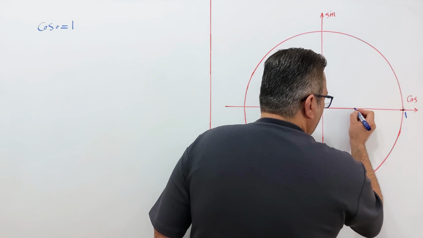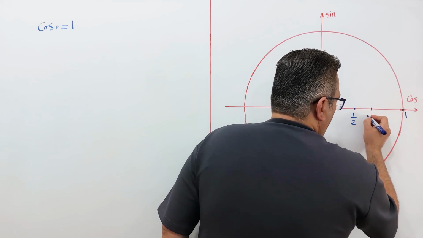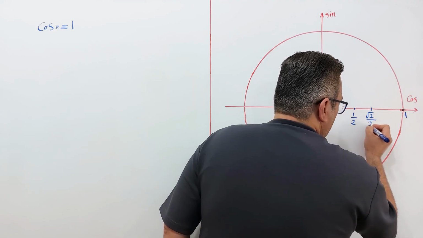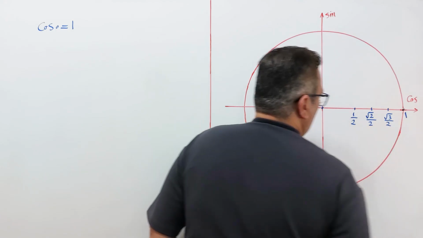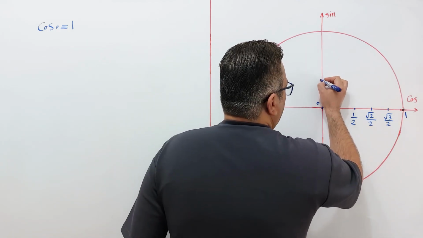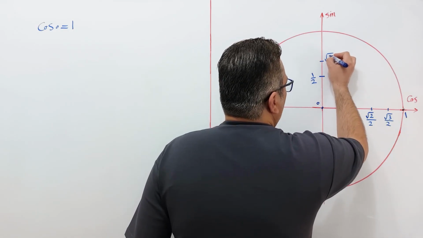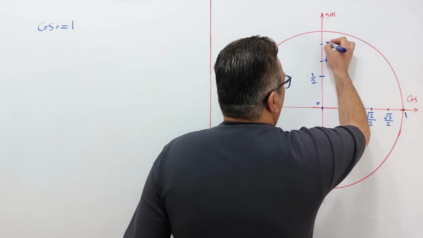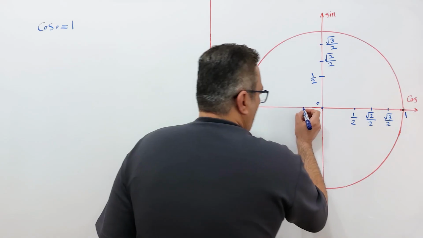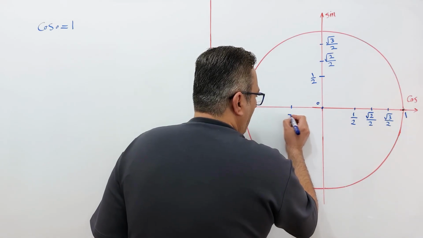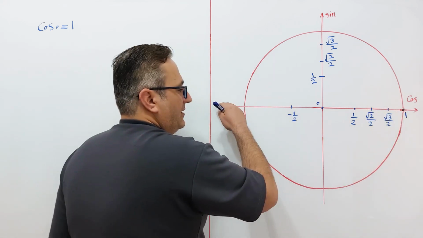For example, here is 1/2. Here is the square root of 2 over 2. And here is the square root of 3 over 2. And here is, for example, 1/2, the square root of 2 over 2, and the square root of 3 over 2. And also here is minus 1/2 on the cosine axis.